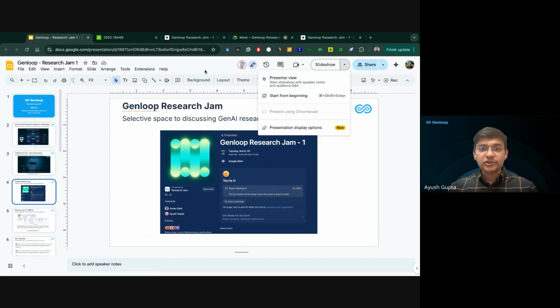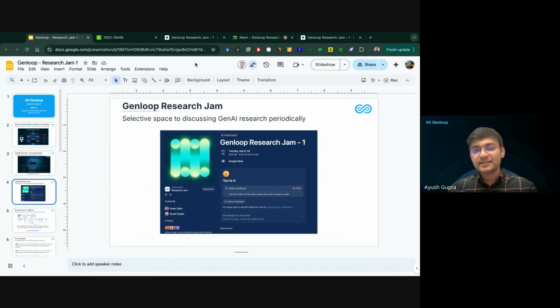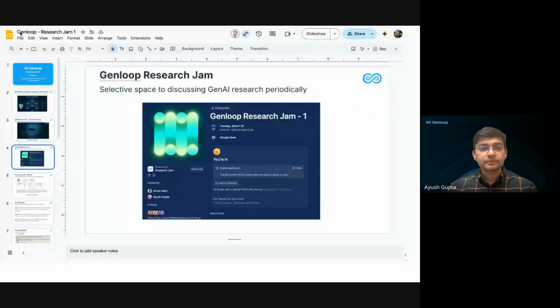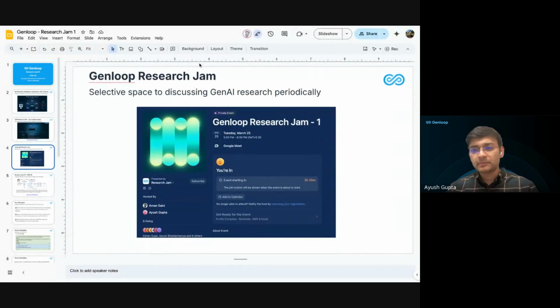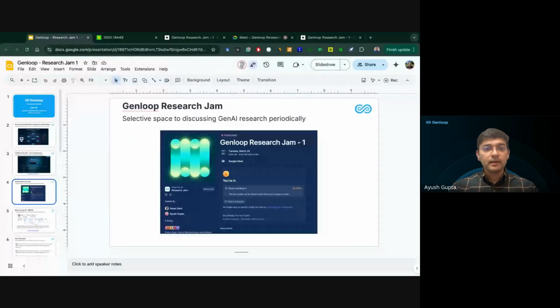So, Genloop Research Jam is basically a very selective space for folks to gather and discuss Gen AI research periodically. This is the first research jam, and as I said, this is about the SWE-RL paper, but we'll make it very periodic and make sure that it is happening at very frequent intervals.